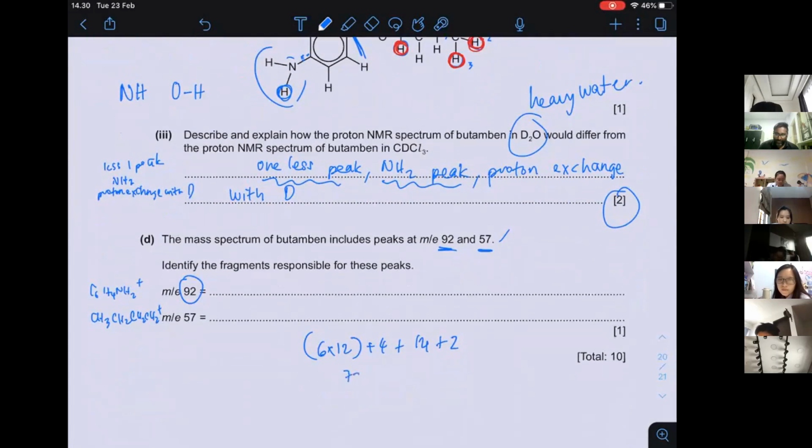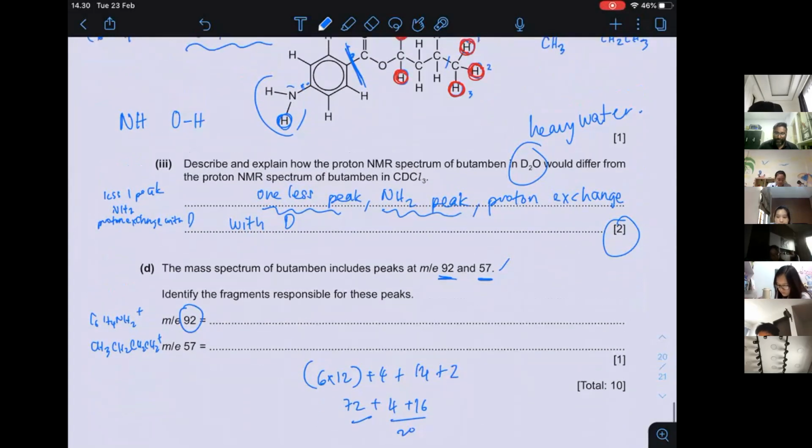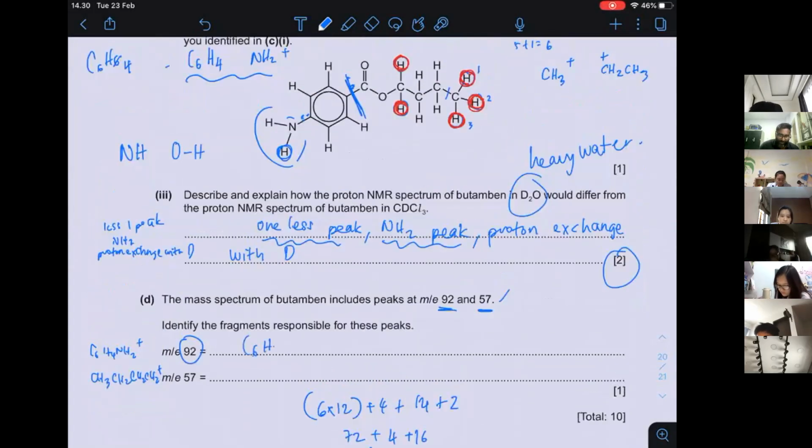See what you get. You get 72 plus 4, plus 16. So 20, 72, 92. So you can have C6H4NH2 plus. This is going to be the answer for that.